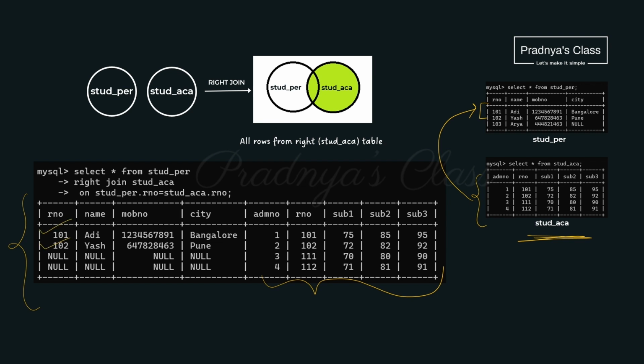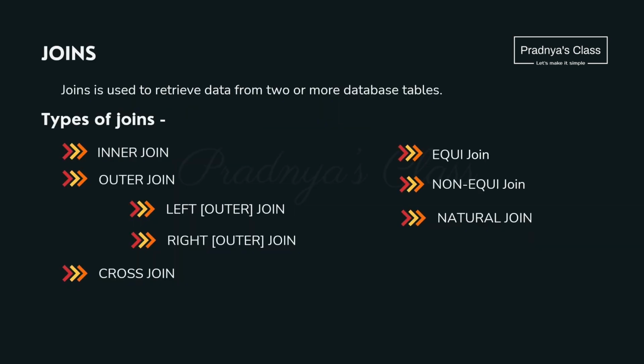So all the entries of 101 and 102 are getting displayed. Then what about the remaining 2 records which are not matching with the left table? For that we are getting null. Now we can summarize it easily. In cross join we get the Cartesian product of the records. In case of inner join we get only matching records.